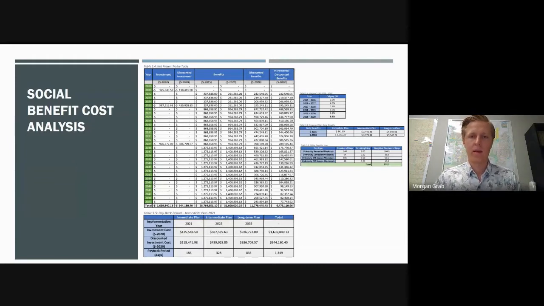We based the immediate, intermediate, and long-term plan on a 1, 5, and 15-year implementation period with a 5, 10, and 15-year lifespan.